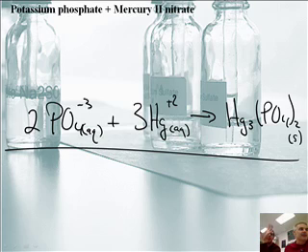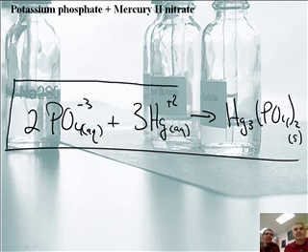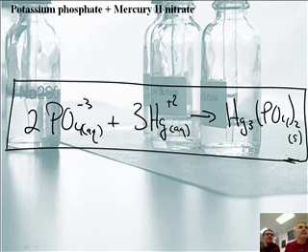Just back it up to see where we were canceling, because I accidentally hit the erase button. We canceled all the spectators, and whatever was left, we rewrote as that. This is what's left because all the potassiums and the nitrates canceled out, which you just saw. So that's how you do net ionic equations. Hard stuff, but once you get it, it's not that hard. It's tedious, no question.